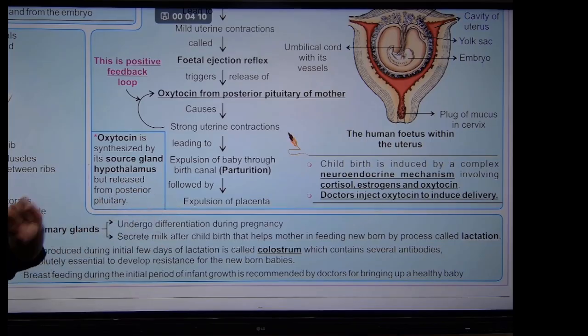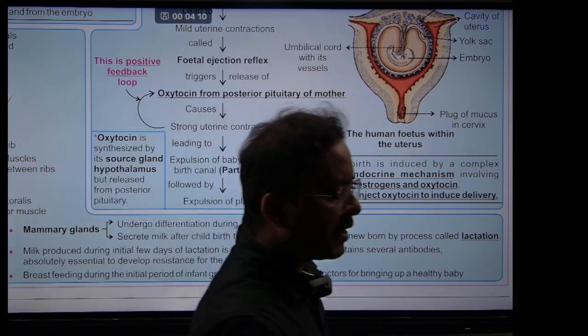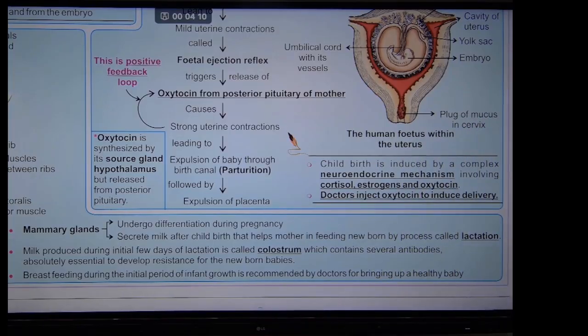Understood? So, the hormones you have to remember here. Which one is called as the hormone of birth? Oxytocin. Which hormone is called as the hormone of pregnancy? Progesterone. Which hormone is called as the hormone of lactation? Prolactin. It's called as prolactin. Okay, I'll come to that point.